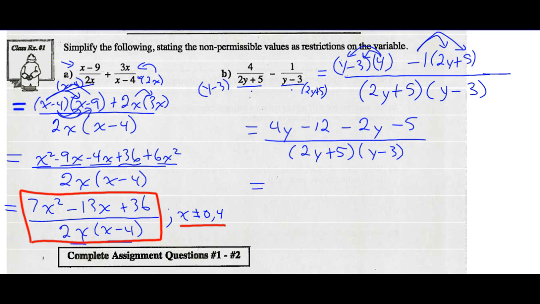Now I can combine like terms of my numerator. 4y minus 2y is 2y. Negative 12 minus 5 is a minus 17. All over that common denominator of 2y plus 5 times y minus 3.